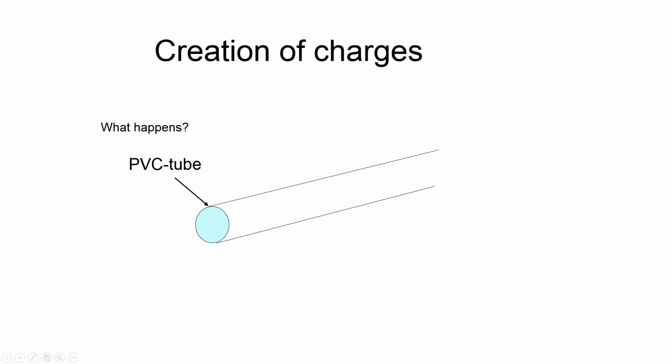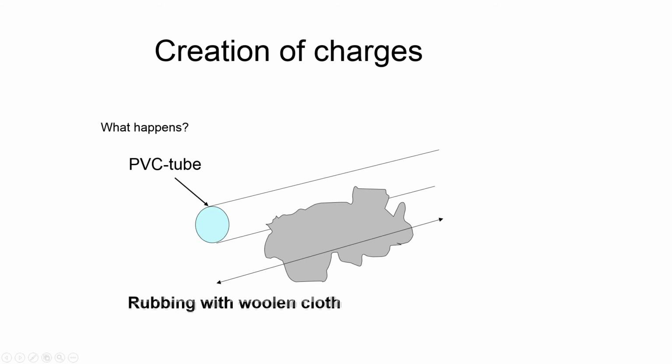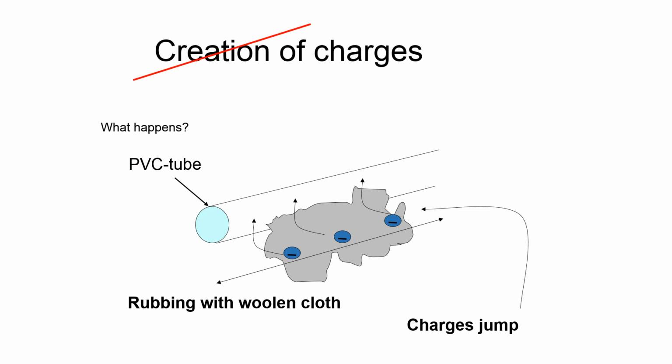Well, there is a kind of creation of charges. What happens? I have the PVC rod here, a PVC tube, and I use a woolen cloth to rub it. And you see small charges, visible to the naked eye, they jump over to the PVC tube. So in fact, it's not the creation of charges. I used the wrong word here. It's the transfer of charges. They are transferred from one object to another.